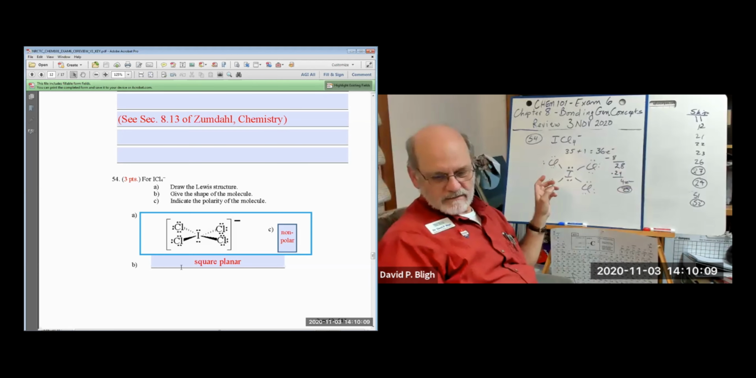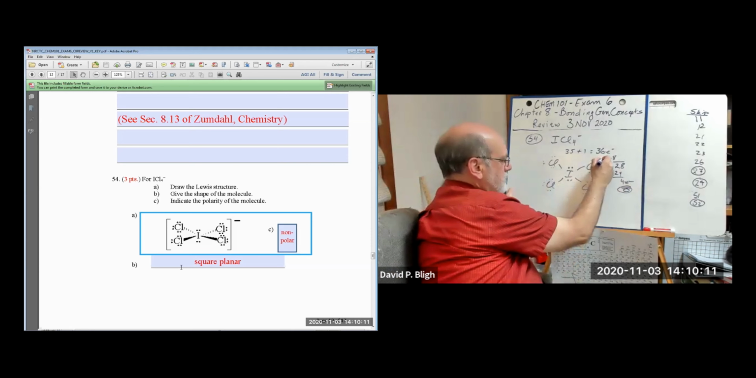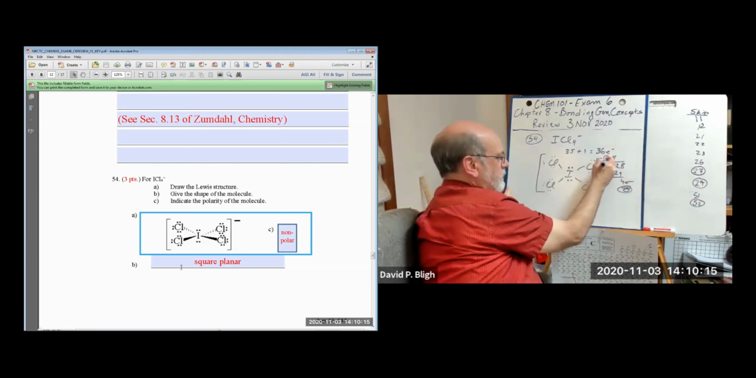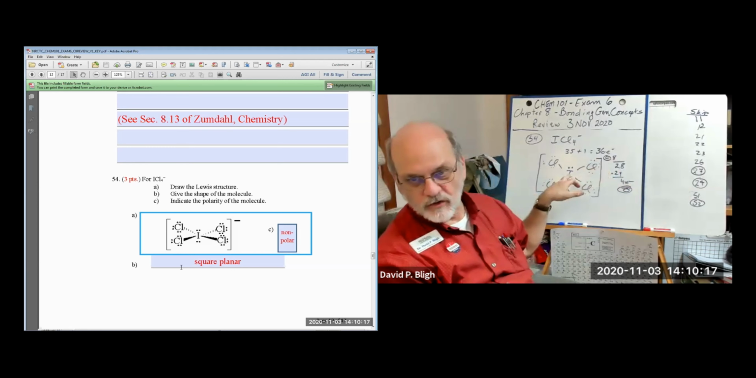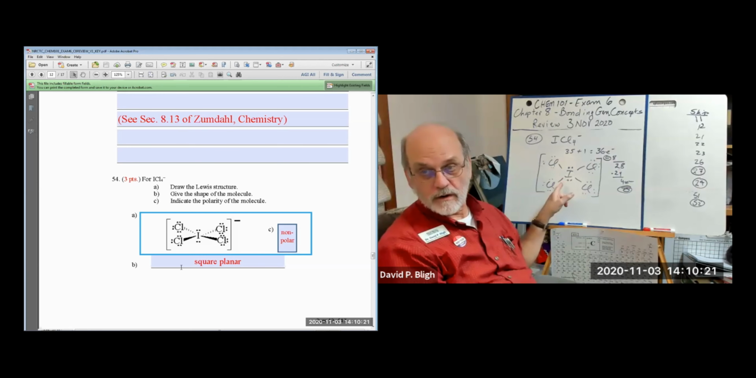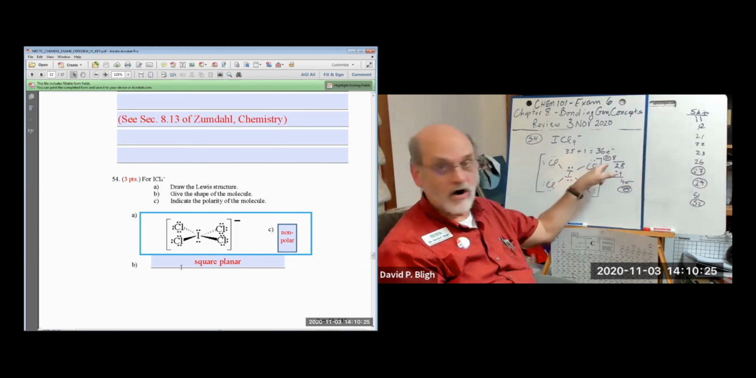What does that mean for the charge? There's your charge on that group. So that is the Lewis dot structure for the iodine tetrachloride ion.